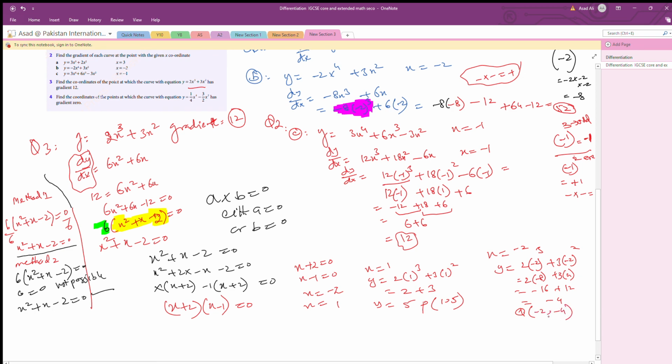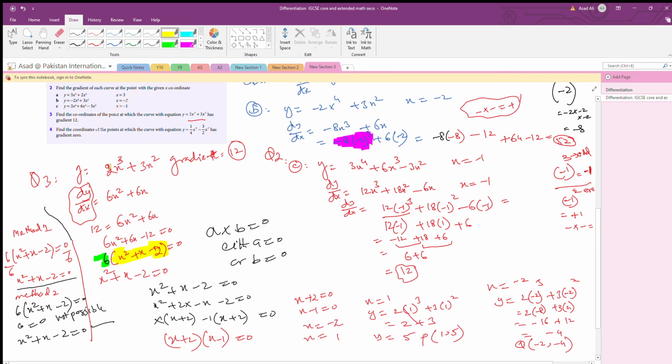If you don't understand this, please go through the question again from the start. This is my equation, look at this. They have given this to me in the book. See, this is the question. They say that the function is y is equal to 2x cubed plus 3x square. The gradient is given to us here. So they say find the coordinates of the point where the curve has this gradient, which is 12.